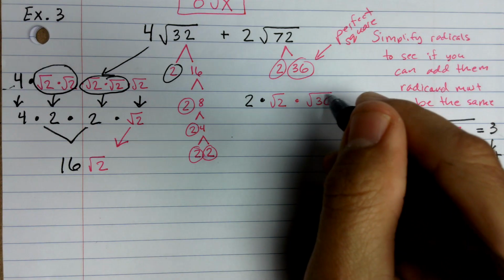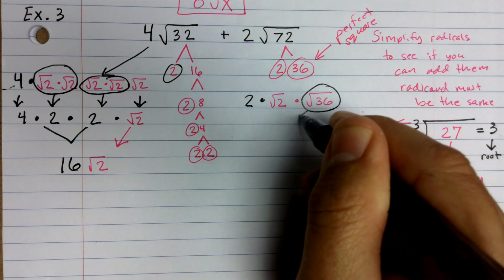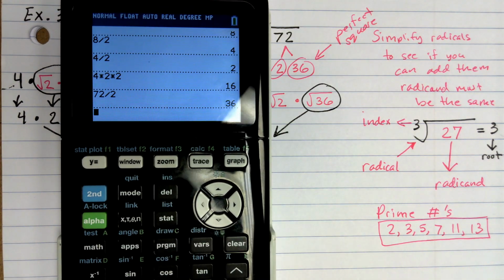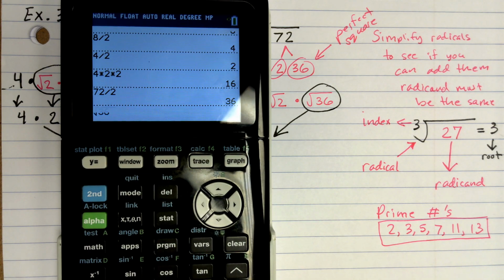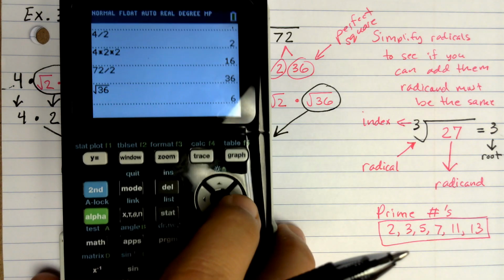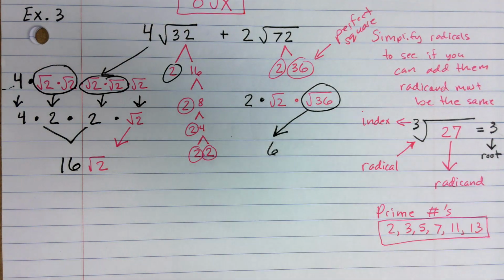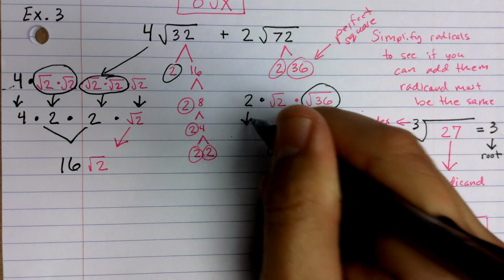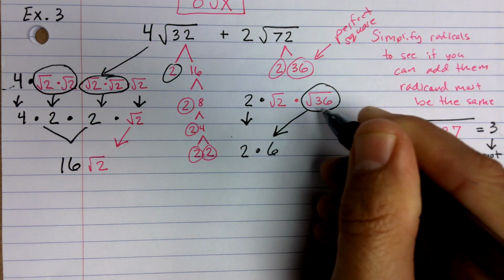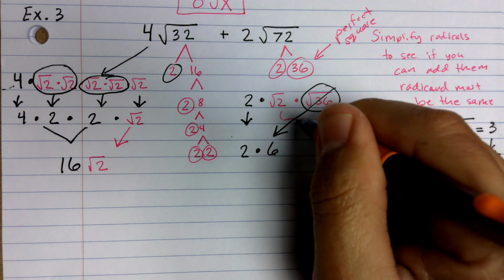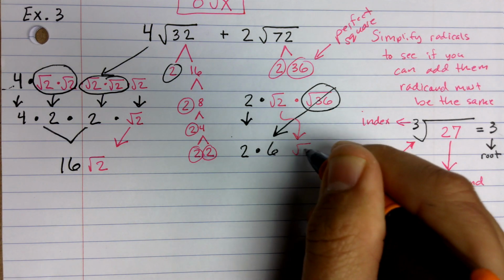Now this square root of 36, if I were to put that in my calculator, for those who didn't recognize that's a perfect square, notice it gives me 6. So this actually turns into a 6. And then I'm just going to bring my 2 down. So I have 2 times this 6, so we got rid of that. And then the square root of 2 is left over.